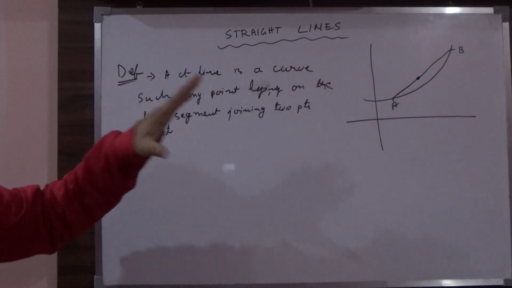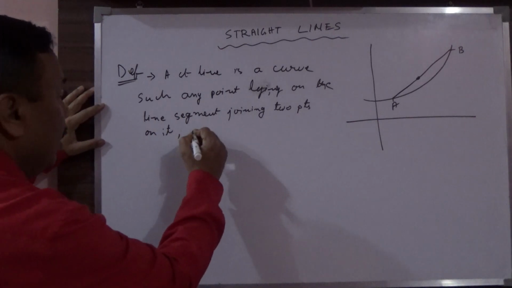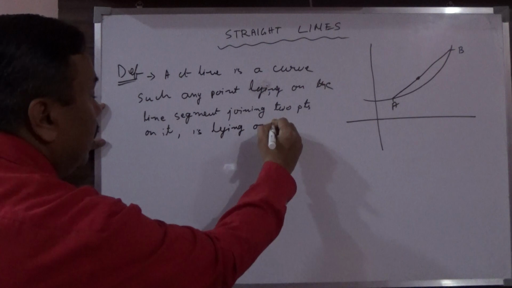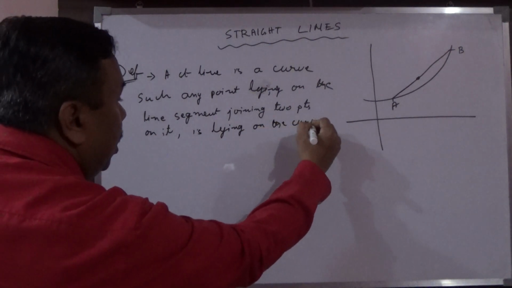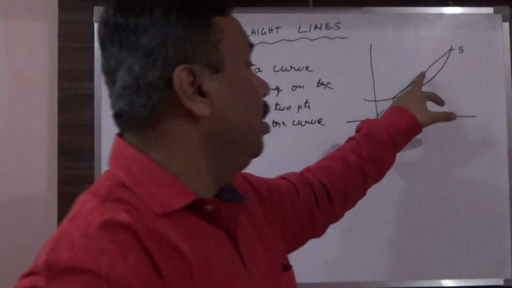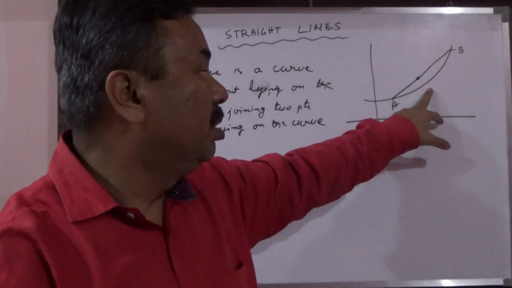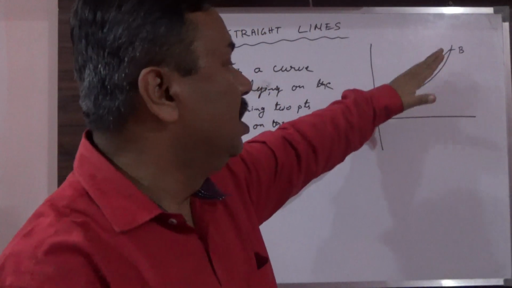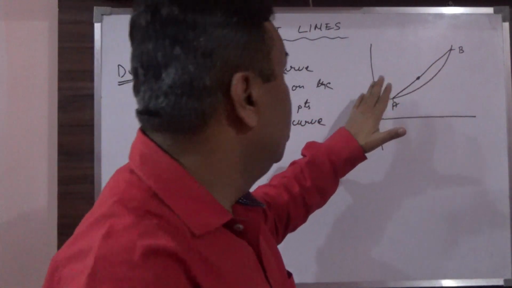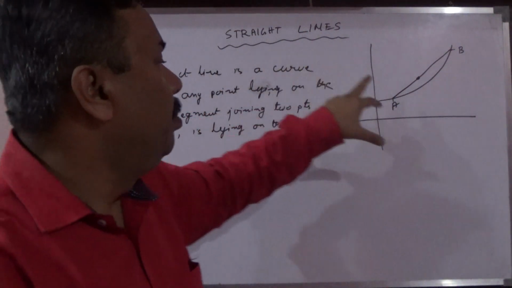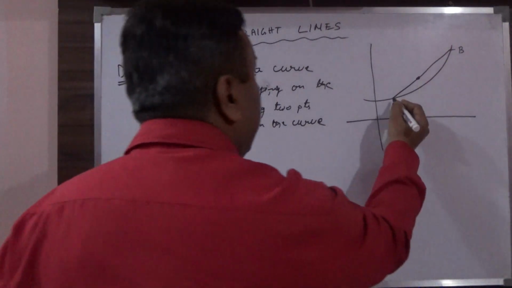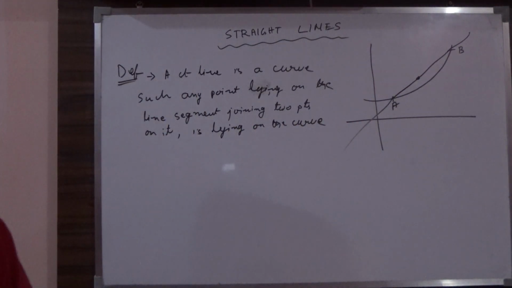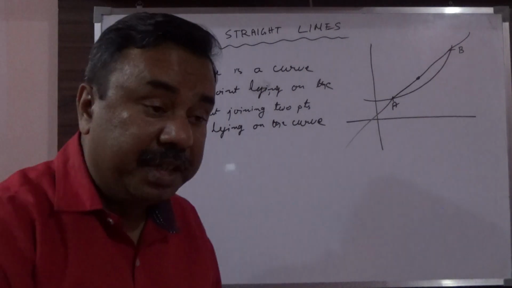So any point lying on this straight line is lying on the curve. Obviously, if this point has to lie on the curve, how will it be possible? It is only possible if this curve is coinciding with this line, and in that case it will be a straight line. Okay, it will be a straight line. Now how to prove it?